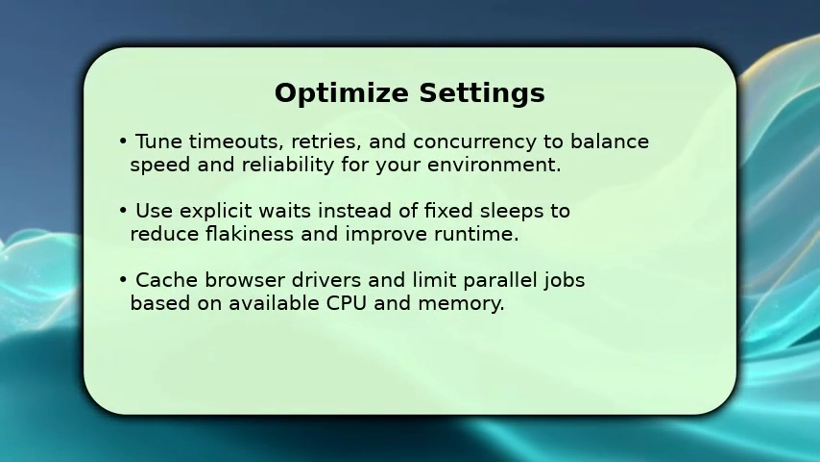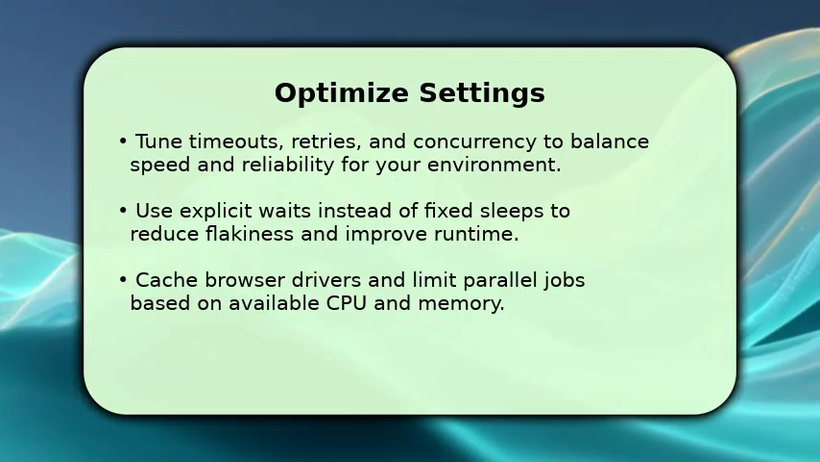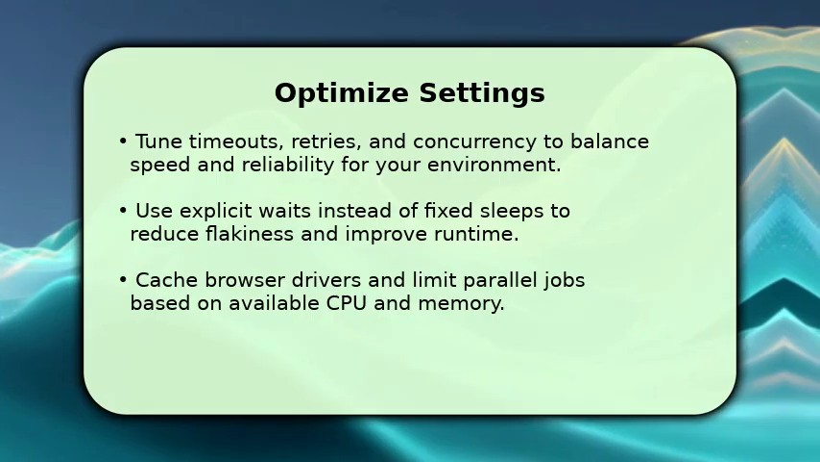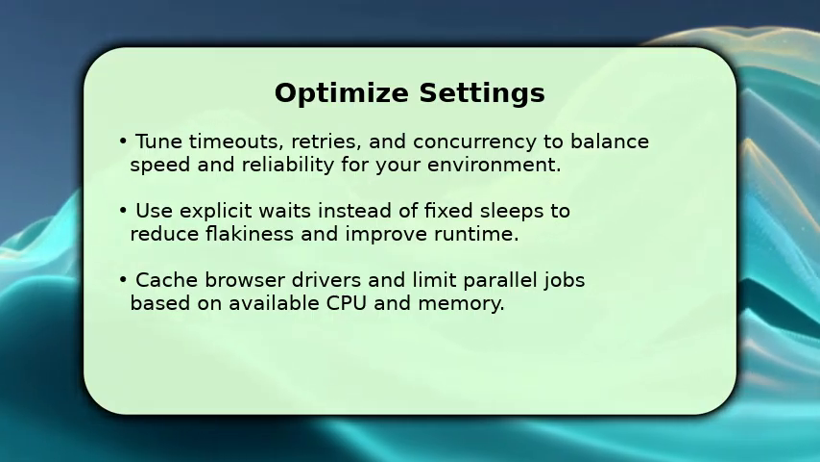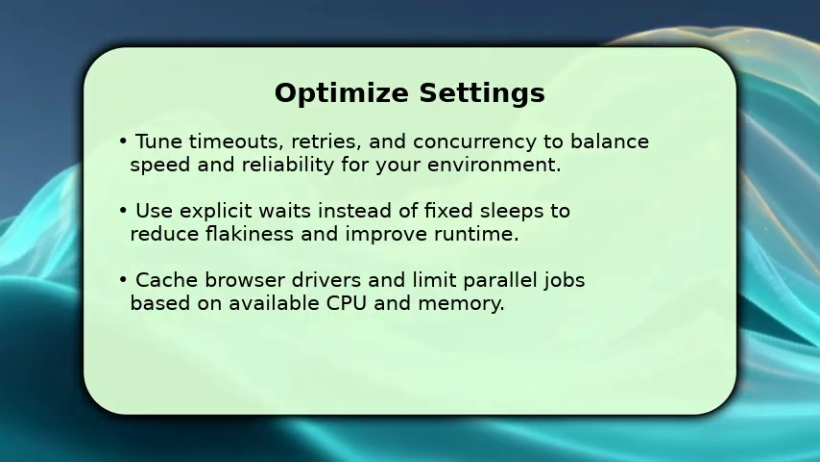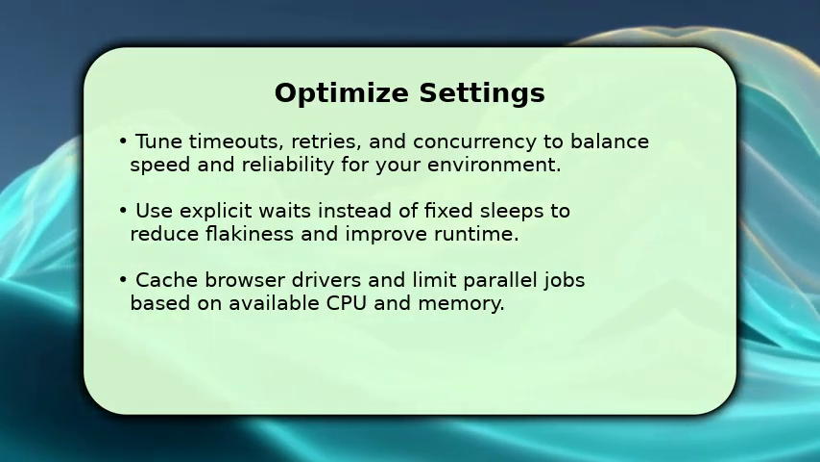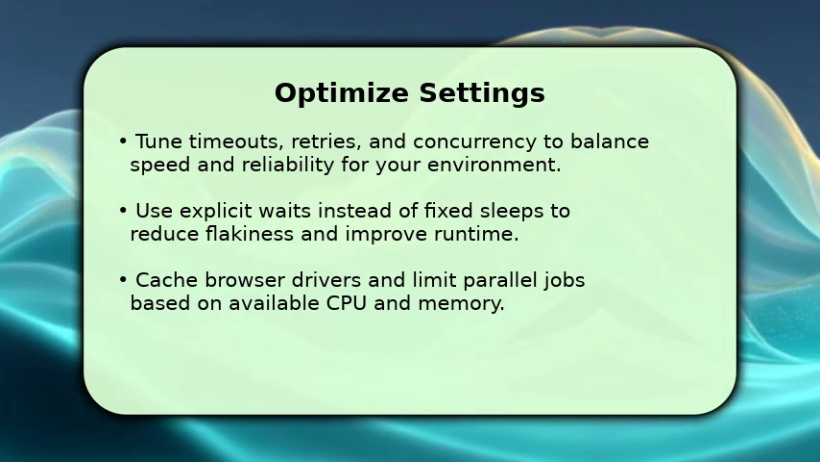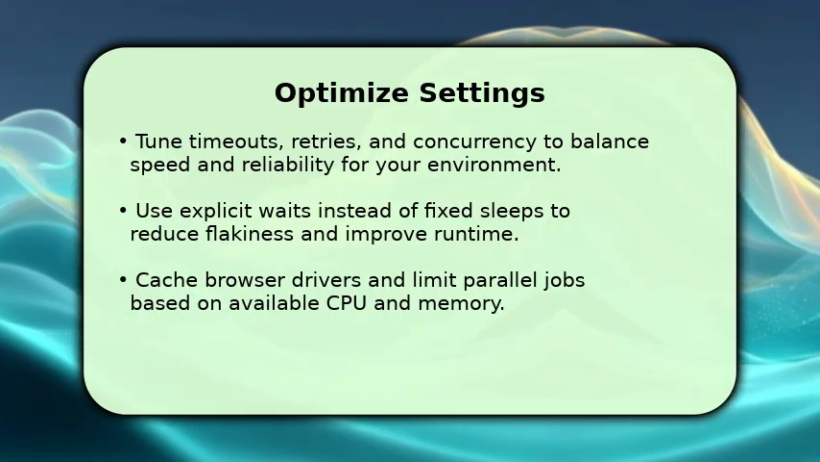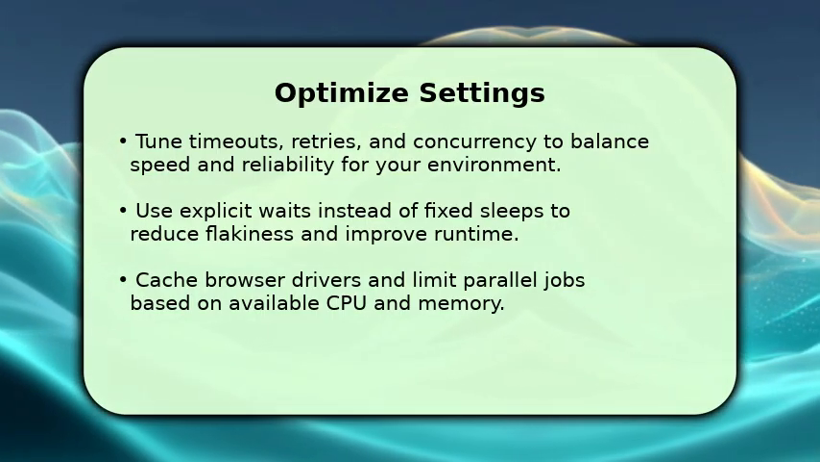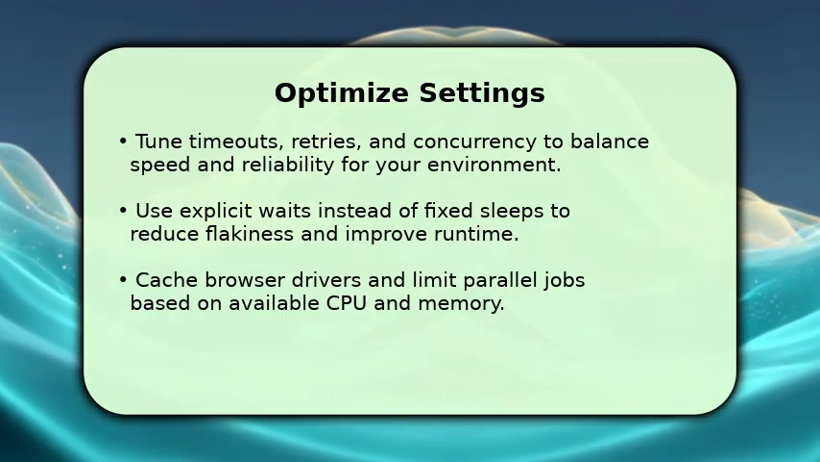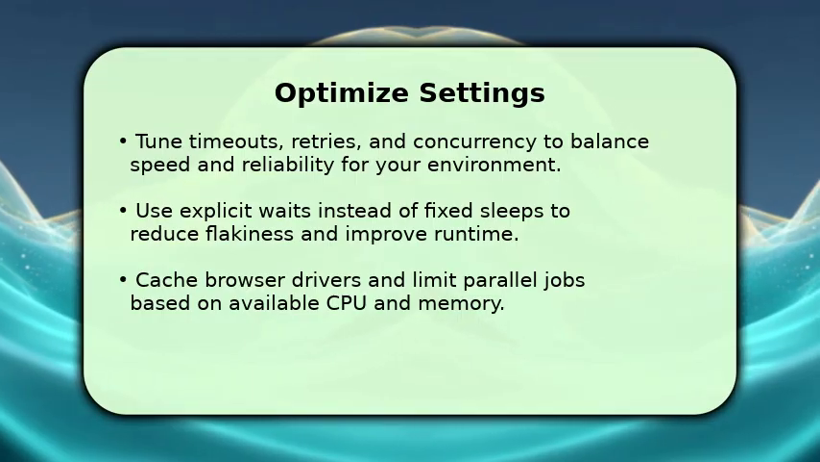Optimize Silverbullet by adjusting timeouts, concurrency, and retry policies based on real metrics from your CI environment. Prefer explicit waits over fixed sleeps to keep tests resilient and faster. Cache browser drivers and reuse sessions when possible to cut startup overhead. Limit parallel jobs to match CPU and memory to avoid flaky failures. Measure before and after changes so each tweak shows clear improvements in speed or stability.